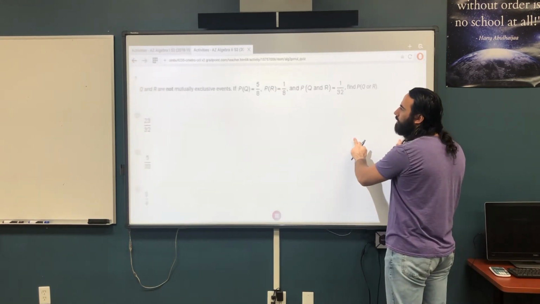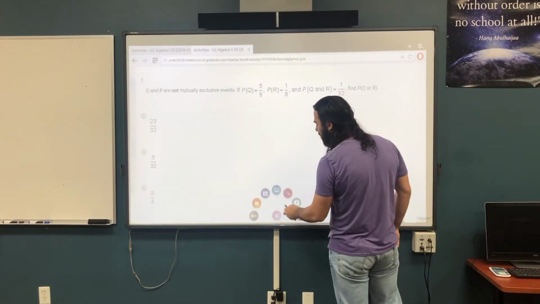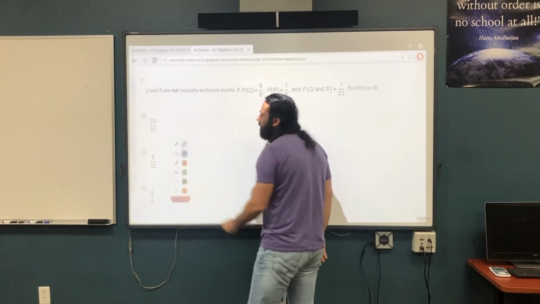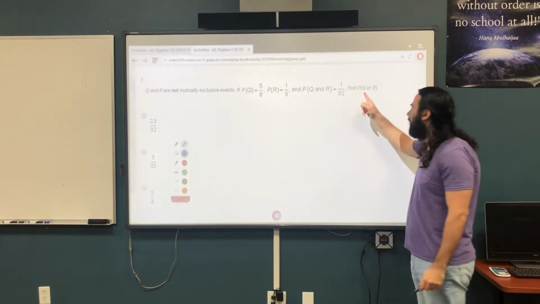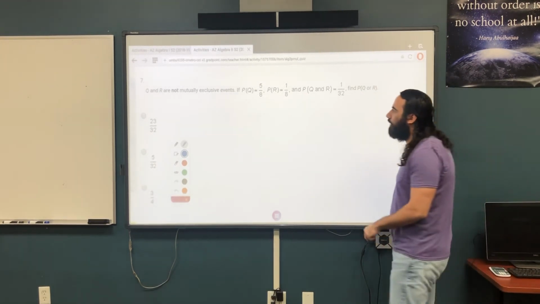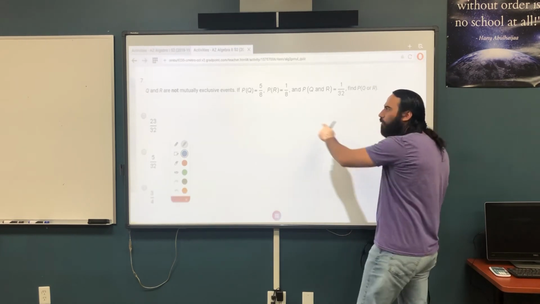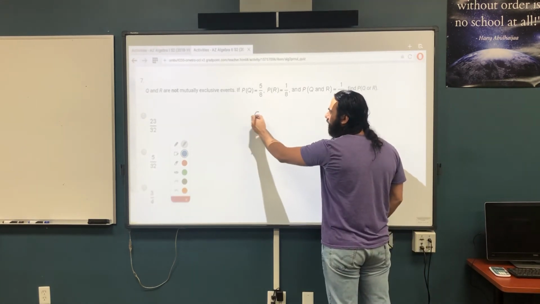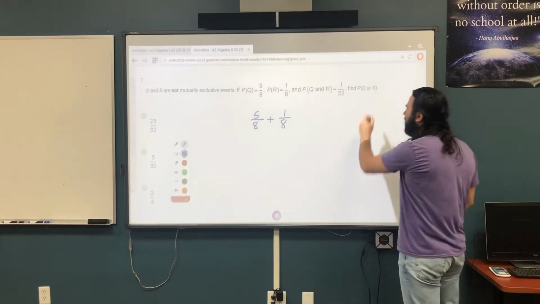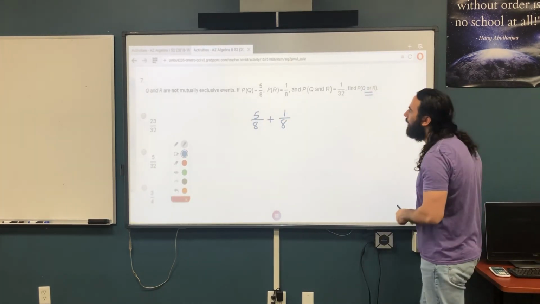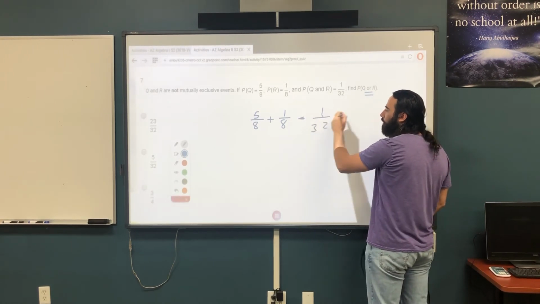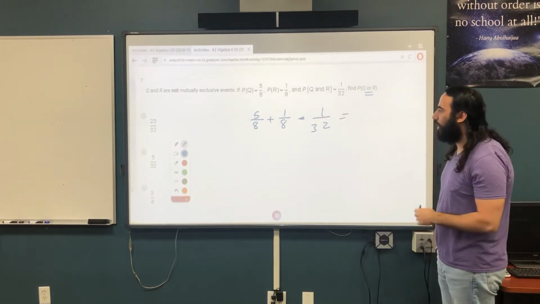Now in this case, the events are not mutually exclusive. It means that there is something in common between them. In this case, there's a different way to find the probability of Q or R. The first thing is that you add the probabilities, so it's going to be 5 over 8 plus 1 over 8. Of course, we add because it's "or." And then you subtract what's in common between them, which is 1 over 32, the probability. And you get the answer.